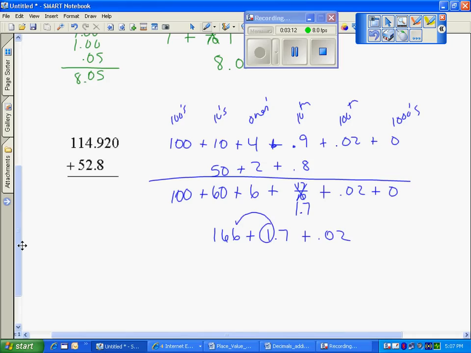So adding the 1 on the whole, I have 167 with 7/10 and 2 100ths. So I really didn't even need that 0.